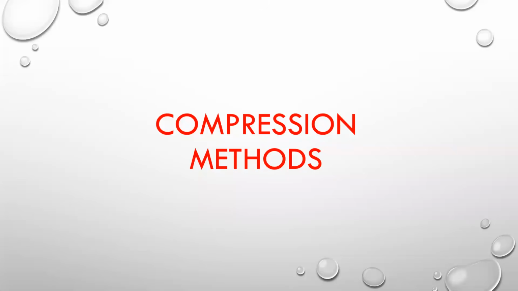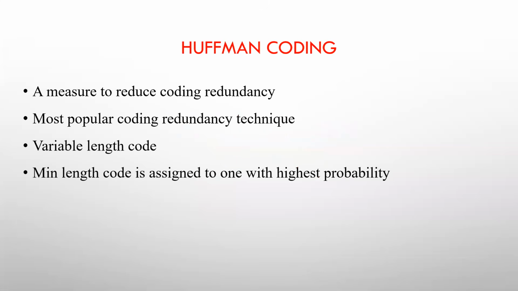So now we are going to start with compression methods. The first compression method we are going to do is Huffman coding. Definitely, this is a very popular algorithm for the coding redundancy technique, and it is a measure through which you can reduce coding redundancies. We have been talking about fixed length coding and variable length coding. So this will be my variable length code.